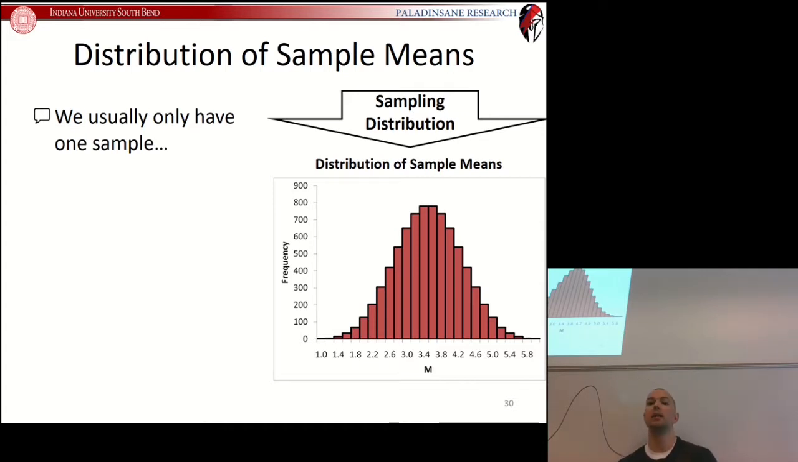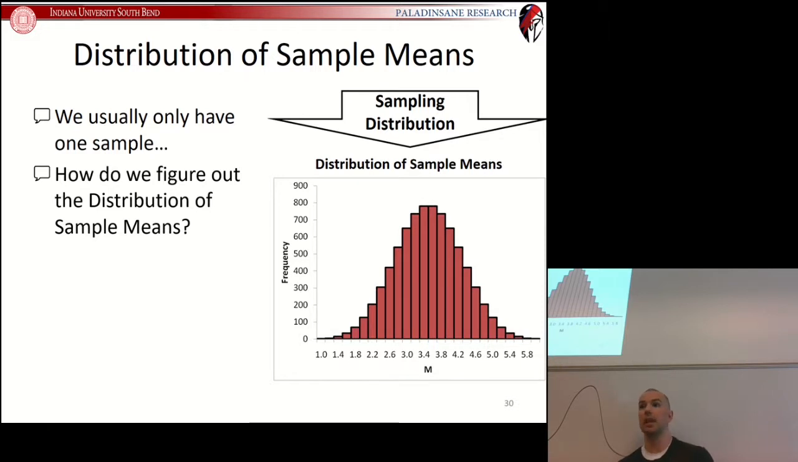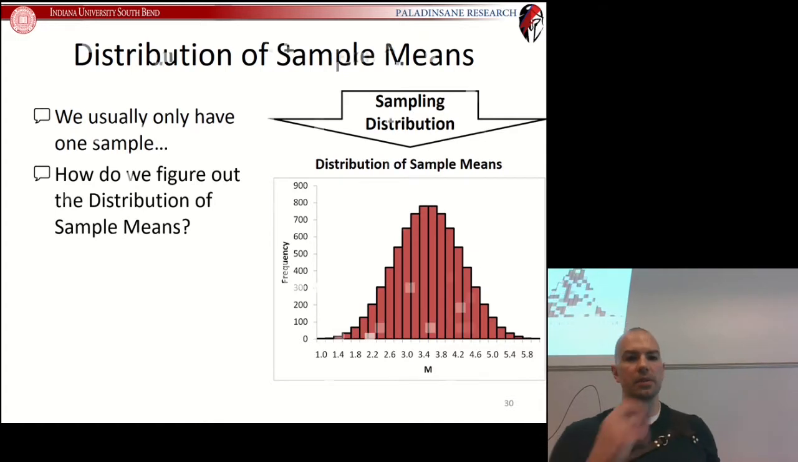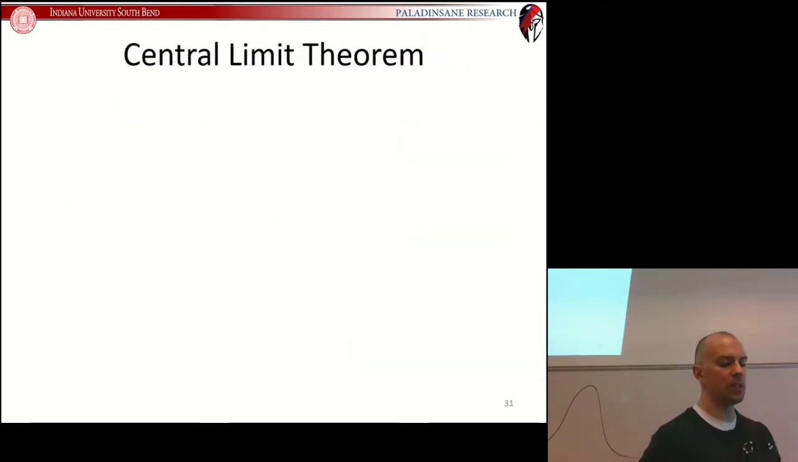You can't do that. So we need to know a distribution of sample means, but we usually only have the one sample. We're usually only working from that one sample of 10, 20, 30, 50, 100 people, however many it is that we have. We only got the one sample. So how do we figure out this distribution of sample means? How do we figure out this distribution that we need to know where our sample is from the population? Well, for that, we turn to the promised mathemagic of the central limit theorem.